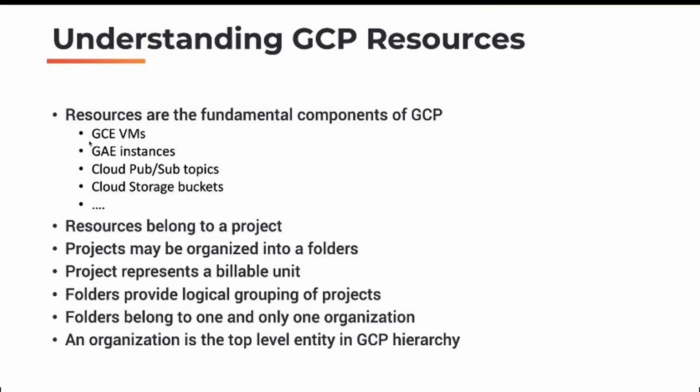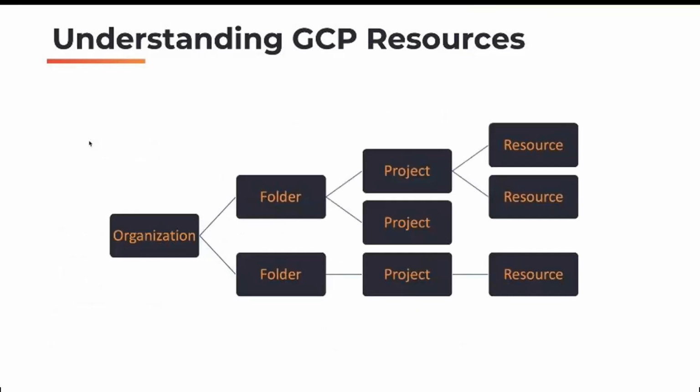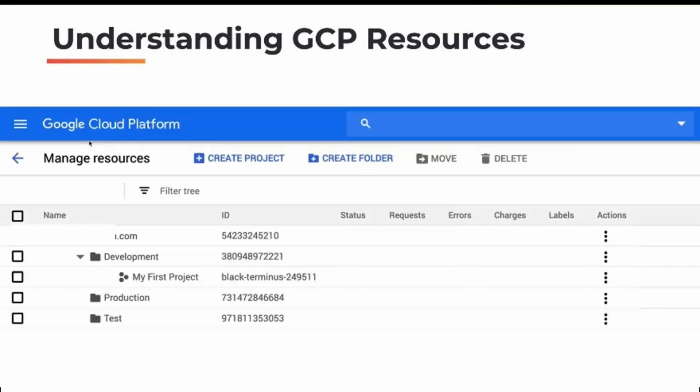An organization is the top level entity in the GCP hierarchy. In other words, there is an organization. Under the organization, we're creating multiple folders. Under each folder, we're creating multiple projects. Under each project, multiple resources are used. The resources may be a human resource or even a server resource or any other kind of resource. So at a slightly high level, that is what it is, guys.